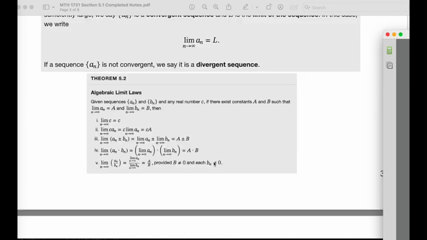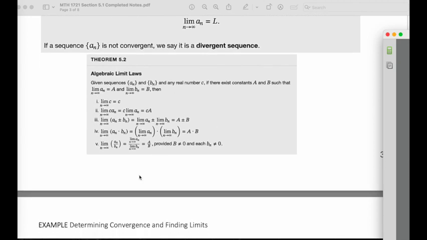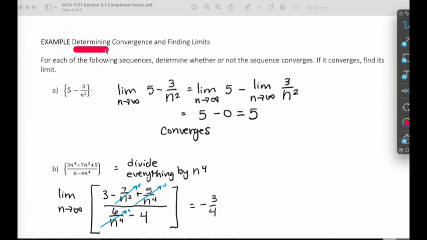Now, just like our limit laws when we were doing limits with functions, those same laws apply to sequences. So just a quick refresher of your limit laws here. I'll let you review those. Example where we're going to determine if the sequence converges and finding limits.